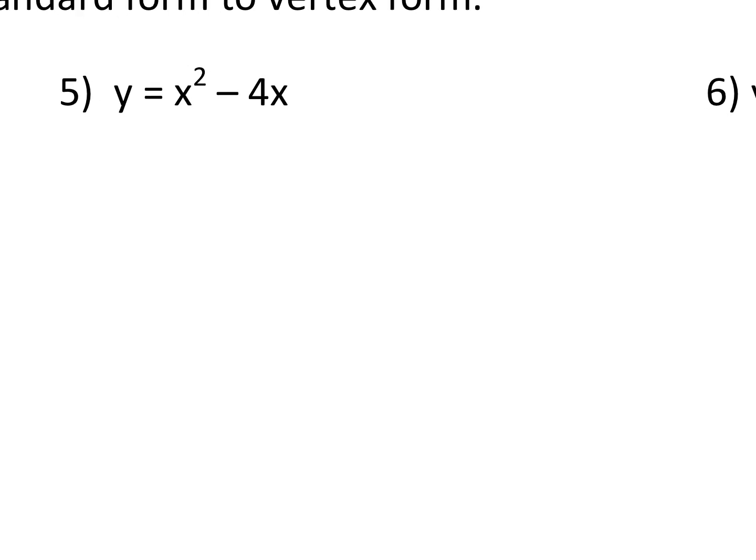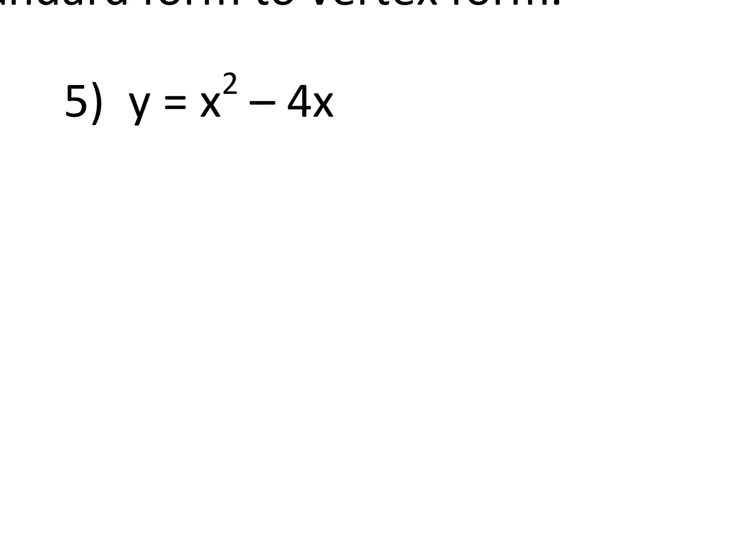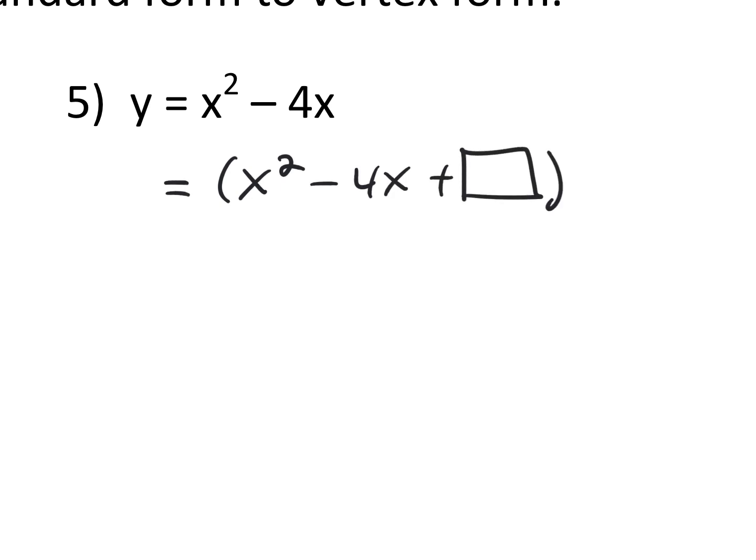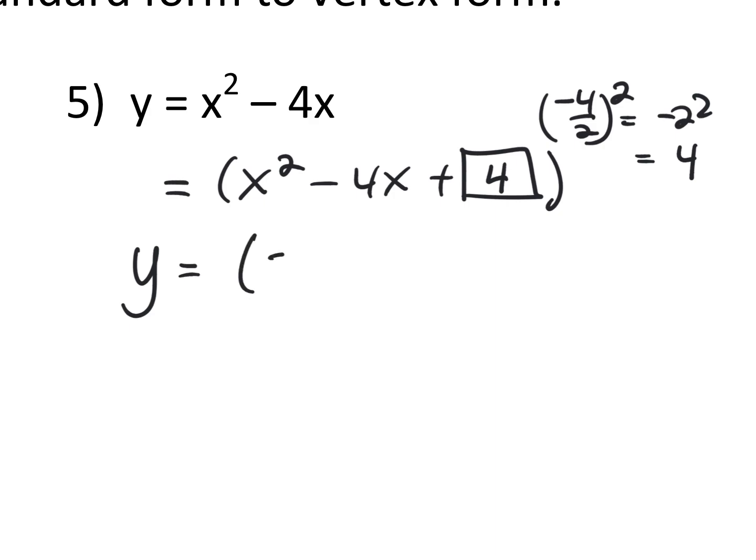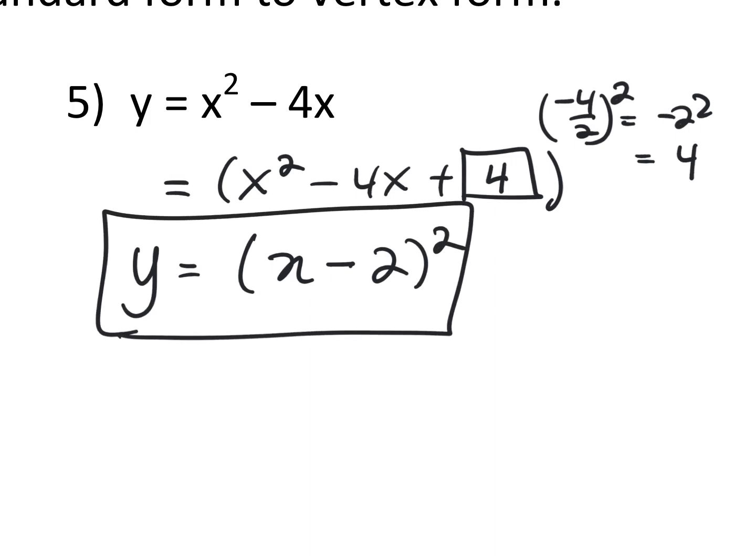Number 5. Okay, let's convert this to its vertex form. y is equal to x squared minus 4x. This is quite easy because all we do is just complete the square. Okay, and then plus, let's put a box in there. Our middle term is negative 4. Negative 4 divided by 2, and then we're going to square that. That's going to give you negative 2, and then square it again, so it's going to give you 4. So this is just going to give you 4. Okay, so as easy as that, that's going to give you x minus 2 squared. Okay, so this is your answer in here.